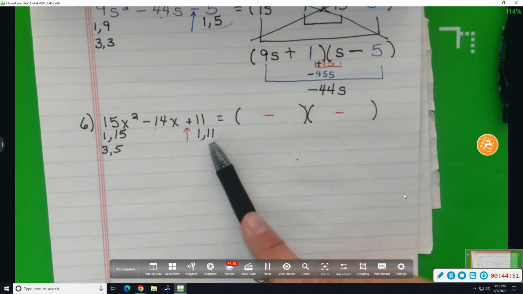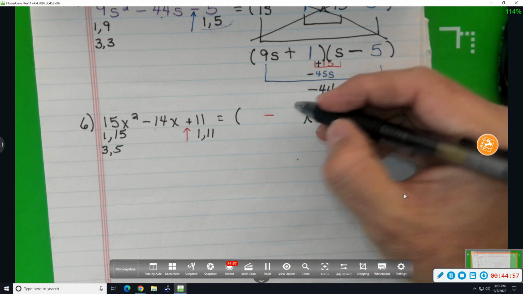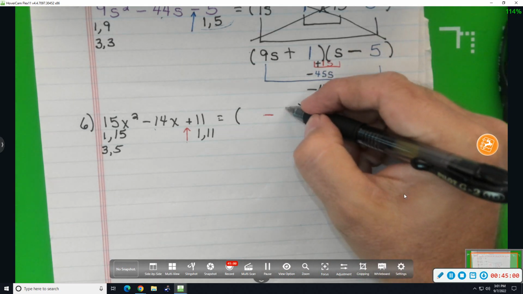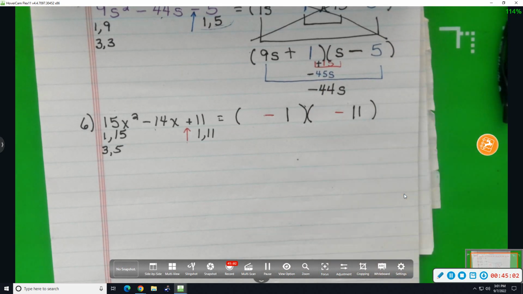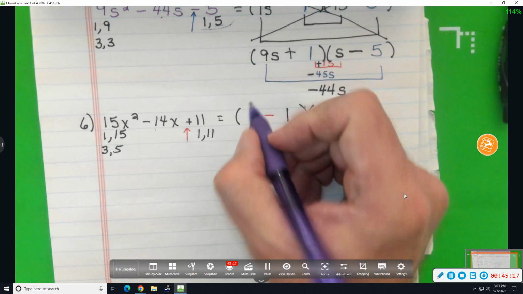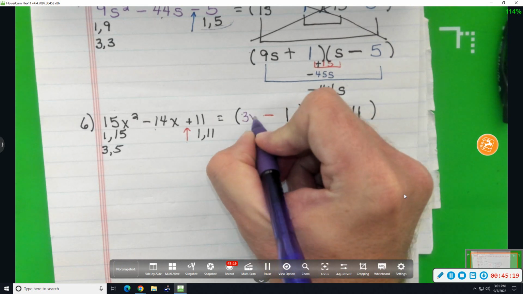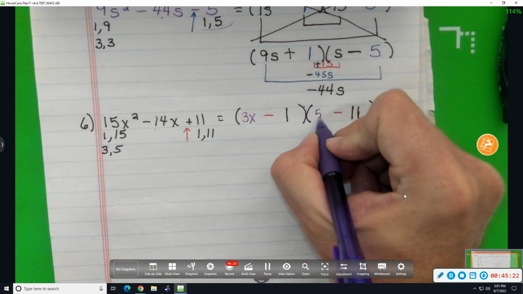There's only one possibility for 11. I think I'm going to try that first. I'm going to go ahead and put that in, because there's no other possibility. 1 times 11. Then, which pair do we want to try first? The 3 and 5? I'll try the 3 and 5. So I'm going to put 3x and 5x.